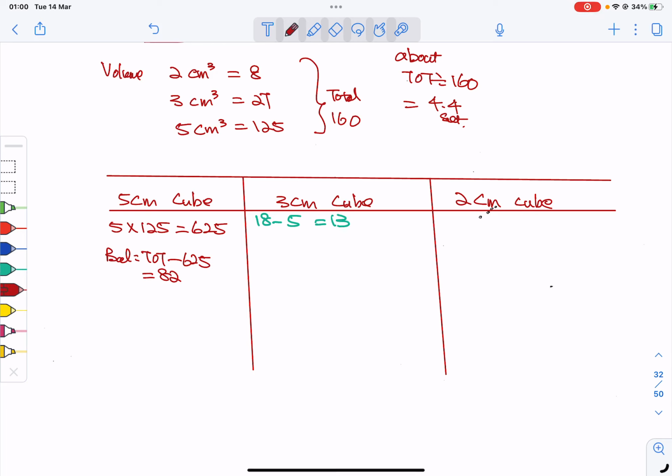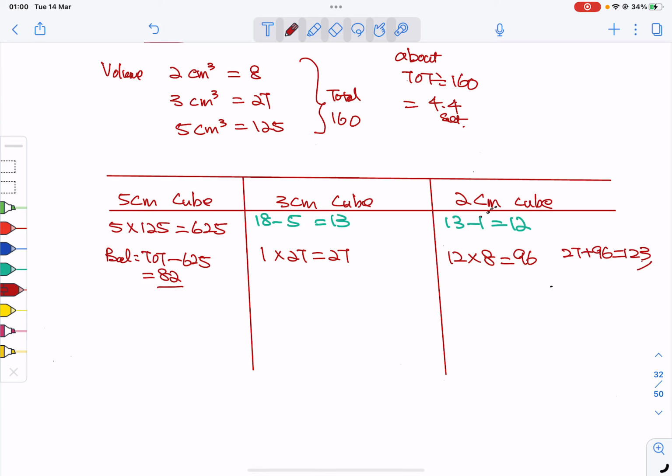Now 13 pieces, we know that we will distribute among 8 and 27, so I will only guess one piece of 3 cm cube, which is 27. So I would have 13 minus 1, balance of 12 pieces of 2 cm cube. So 12 times 8, I will have 96. So if I take 27 plus 96, it will give me 123, which I only need 82. This is wrong.